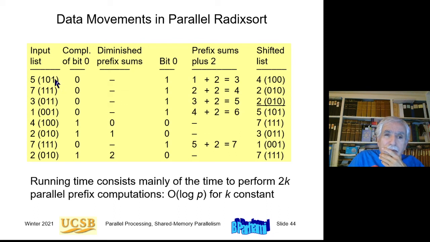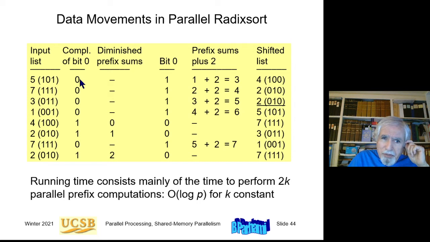All right, so here I have the bit zeros. I form the complement of bit 0. This will be constant time. I'm assuming I have as many processors as there are elements here. So form the complement of bit 0 in constant time. Perform a diminished prefix sum on these complements.